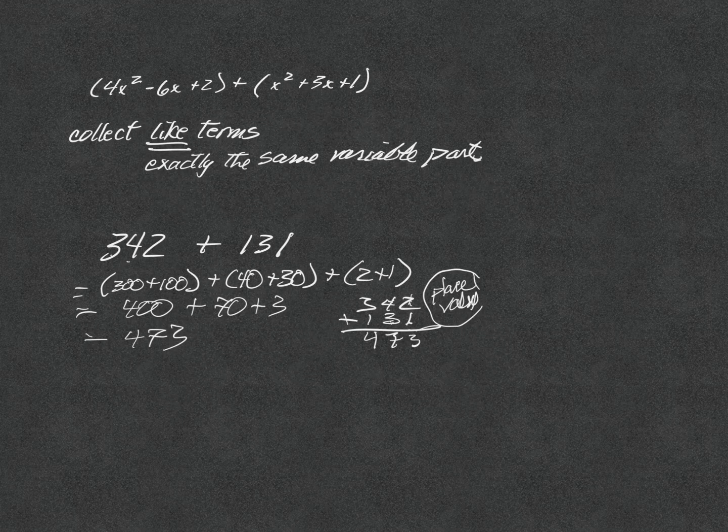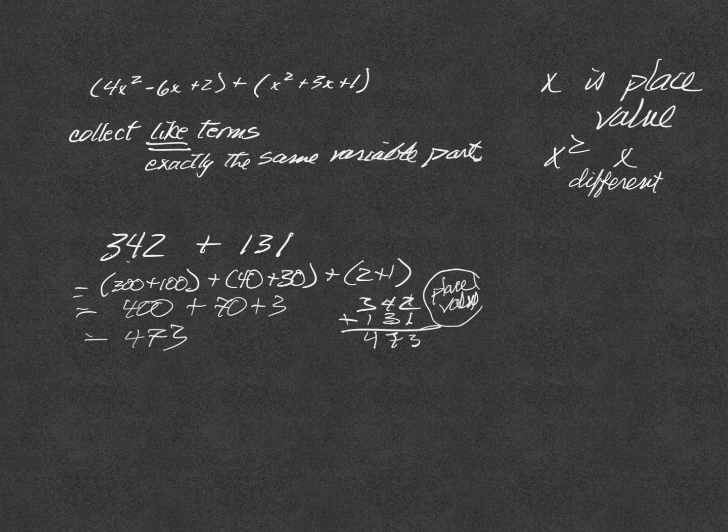It's really place values. And if you imagine x being the place value, then x squared is different than x. They're different, right? Because x squared is x times x, and x cubed is different than x squared, because this is x times x times x, and this one is x times x.